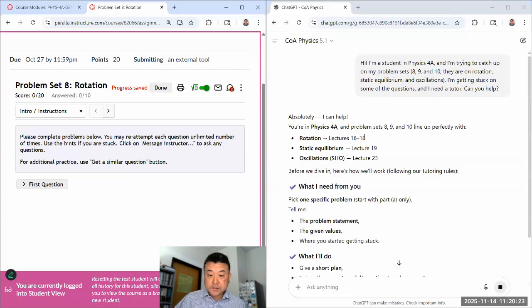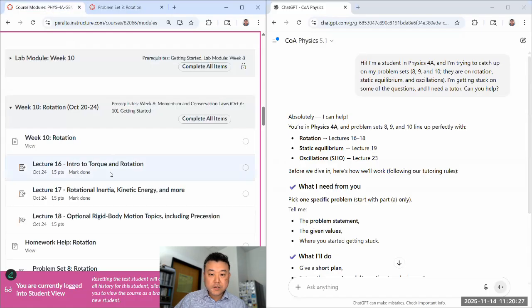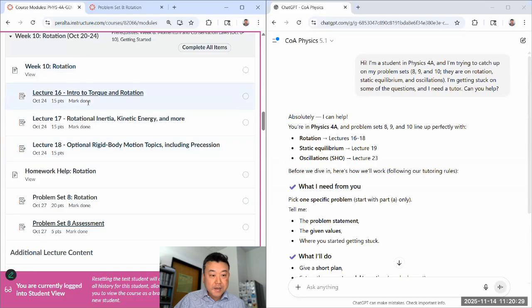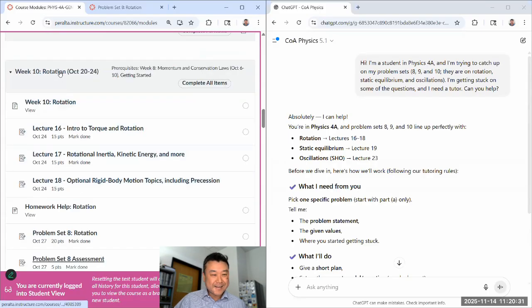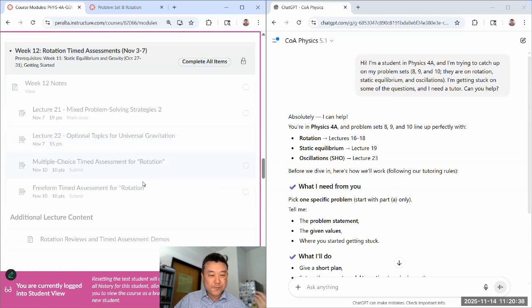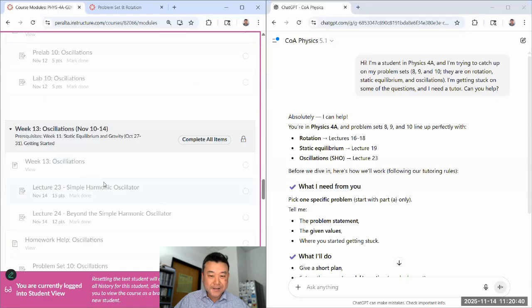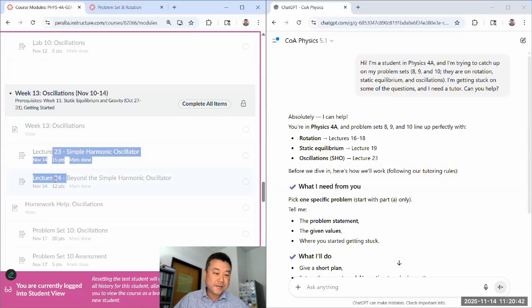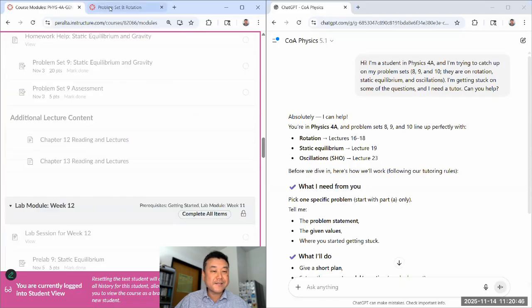Now, are these the correct lectures? Maybe. I'm not sure. So rotation, yeah, 16 through 18, great. Static equilibrium, yeah, it's ignoring the gravity, which is fine. With the full set of information, it's not hallucinating anymore. Oscillations, I guess lecture 24 is kind of optional material. Yeah, that's good.